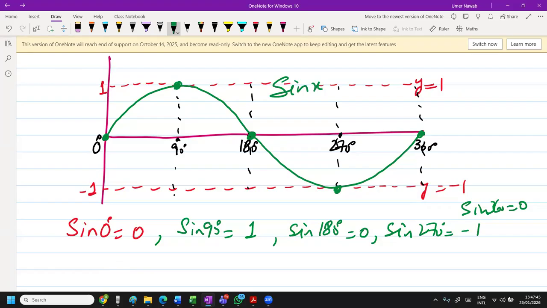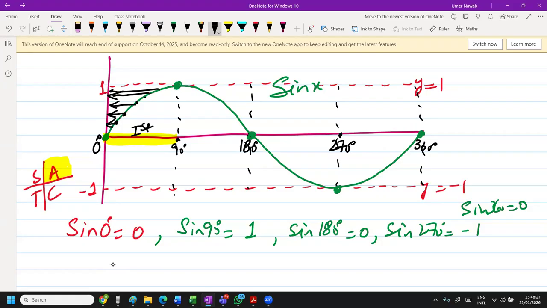Now let's come to the ASTC diagram and verify it. Is this a good verification, or good to acquire some confidence in what we gained from the ASTC diagram? The answer is yes. From 0 to 90, this is my first quadrant. Is the sine positive here? The answer is yes, sine is positive because it lies above the x-axis. So in the first quadrant, the graph is above the x-axis, so all values of sine are positive.